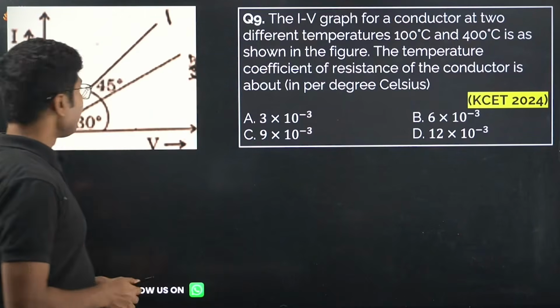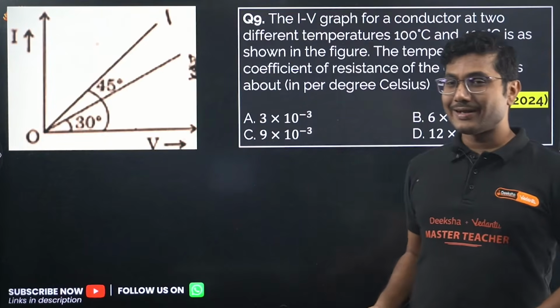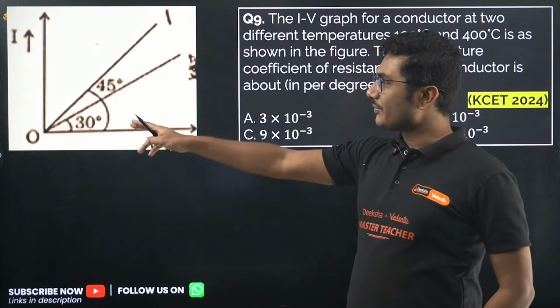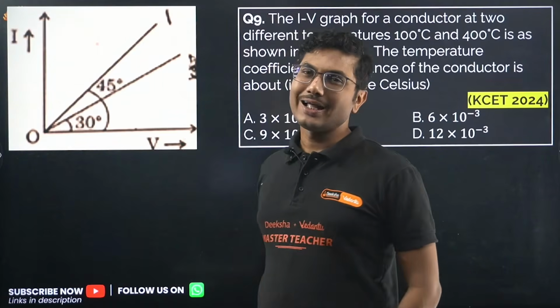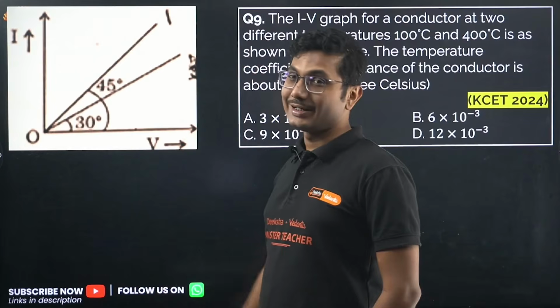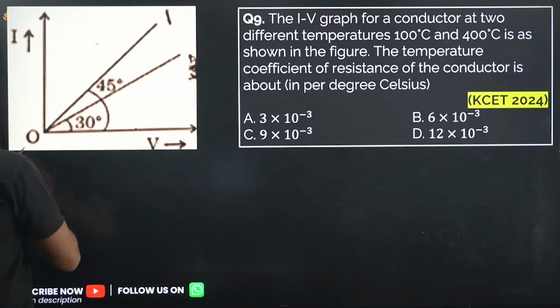Okay, so you have to find the temperature coefficient, and they have given you a graph. They have given you a graph, 30 degrees and 45 degrees, current is given, voltage is given. Oh sir, how to calculate this? This is very difficult. So don't worry, I am here.